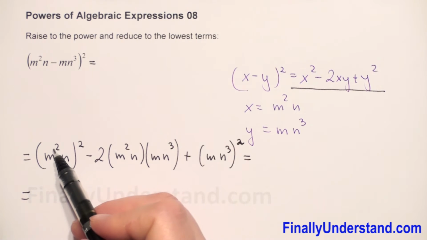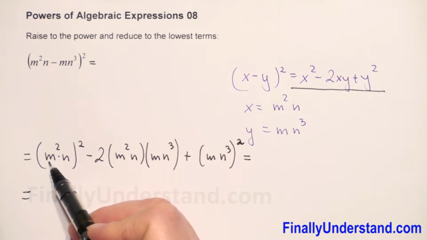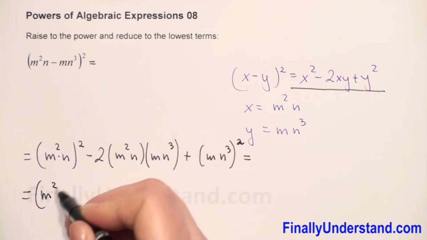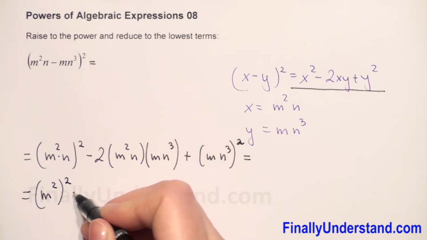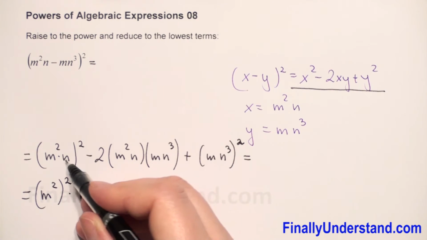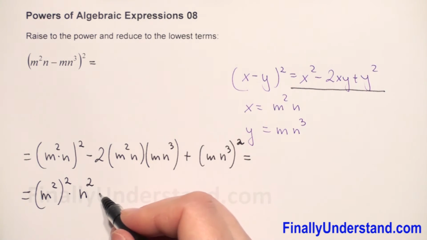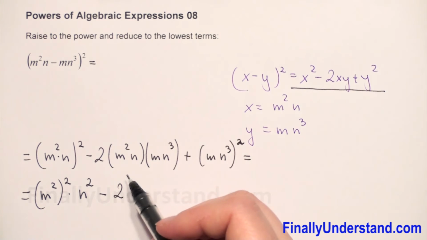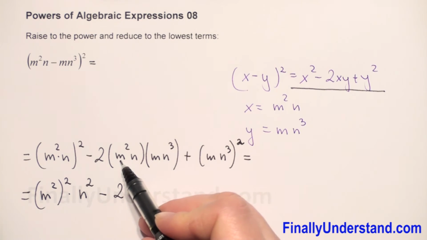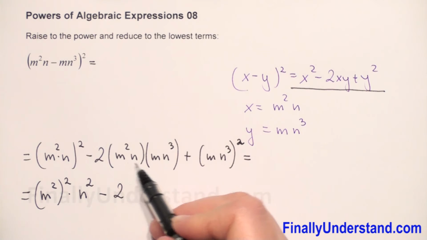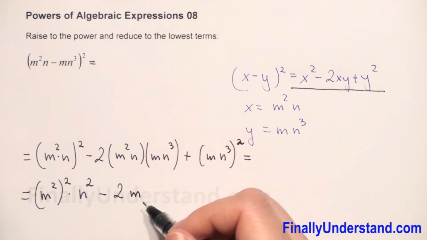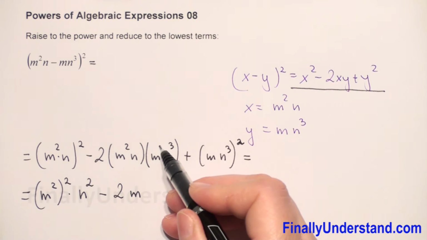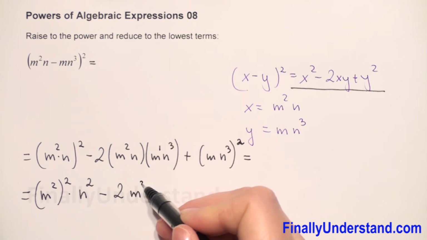So this is equal. We have multiplication in parentheses, so first we have to raise to the second power every variable in the parentheses. So we have m² raised to the second power, times n to the second power, minus 2, we have to rewrite. And now when we have the same variables and we have multiplication, we copy the variable and we add the exponents. And we don't have exponents, it means we have an invisible 1. So 2 plus 1 is 3.